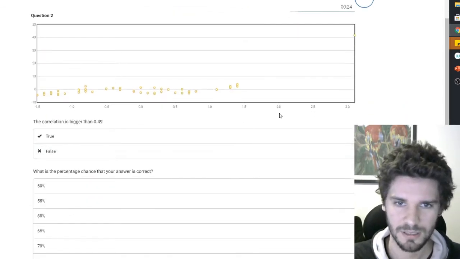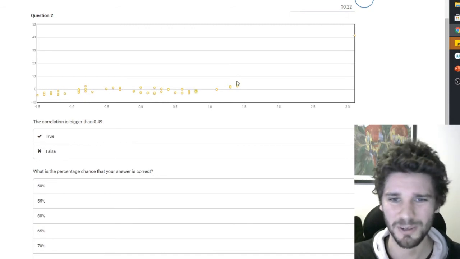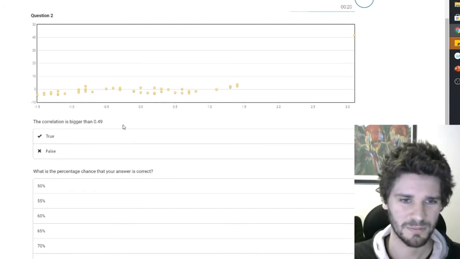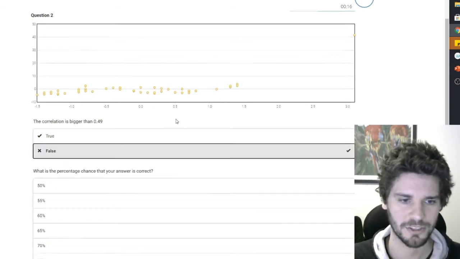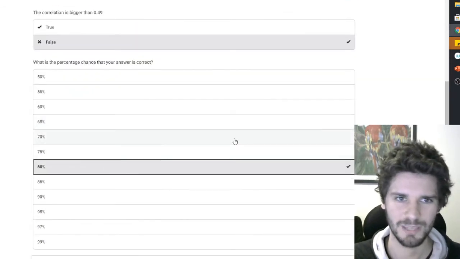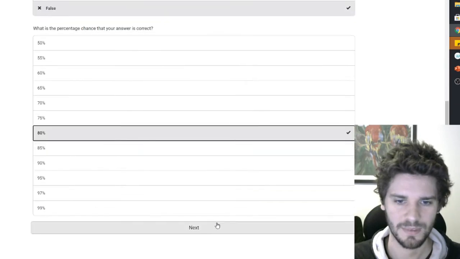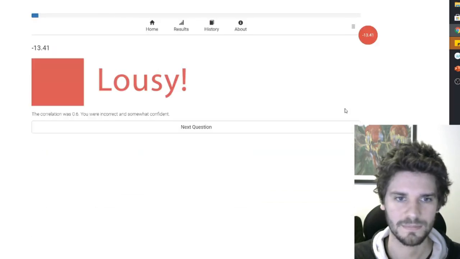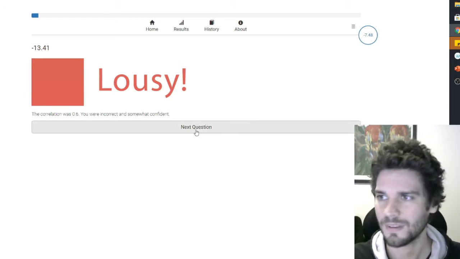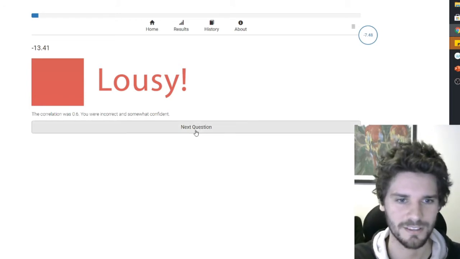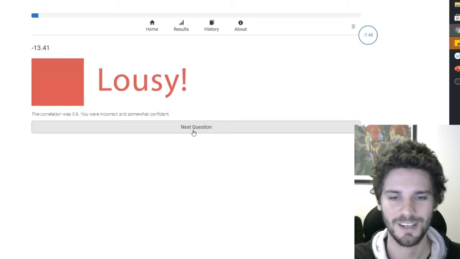Oh god. It looks just about positive. Bigger than 0.49. Oh wait, no, just about positive. The correlation would be 0. Yeah, I think this is not true. And I'm slightly more confident than I was in the last one. So let's see. Oh, god. Okay, 0.6. I did terribly. Probably because I kind of slightly misunderstood correlation there. Maybe I'll cut this, but I'll be honest and not.